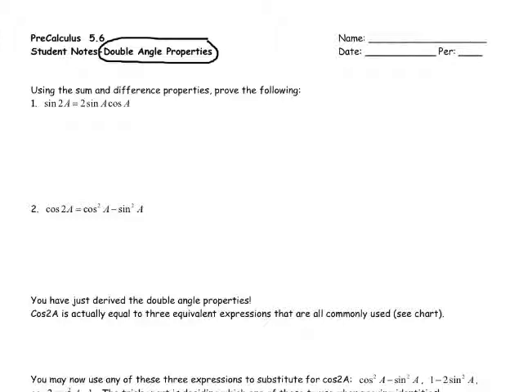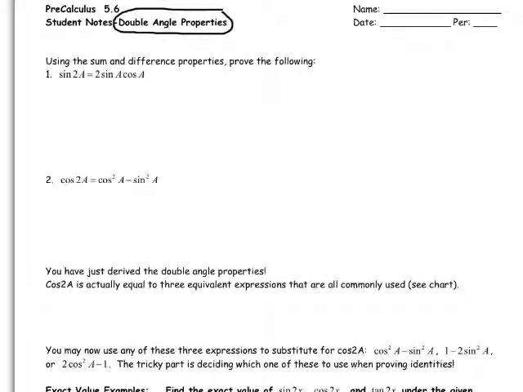But before we really start using them, let's prove a couple of them. So using the sum and difference properties, let's prove the following: sine of 2a equals 2 sine a cosine a. Since this is what I'm trying to have you prove, I don't want to start with what I'm trying to show you. I'm going to start with what I can do something with.